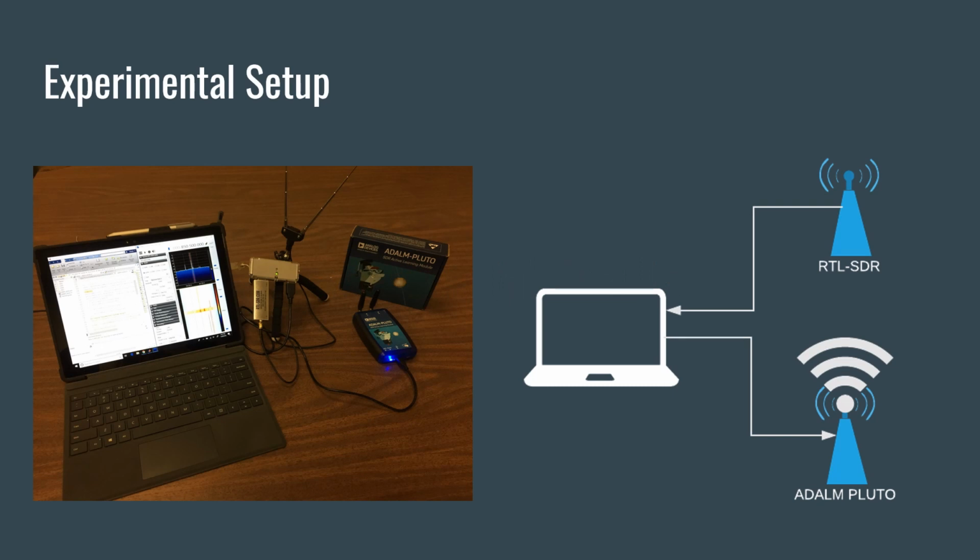Next, we will go over the results from the project. Here is the experimental setup we used for this project. A picture of the actual setup is shown on the left-hand side, and a diagram of that same setup is shown on the right. We used a single computer with both an Adalm Pluto and RTL-SDR attached. In the photo, you can see both MATLAB and SDR Sharp running on the computer. In the following sections, we will go over how we handled waveform generation, visualization, transmission, and reception.